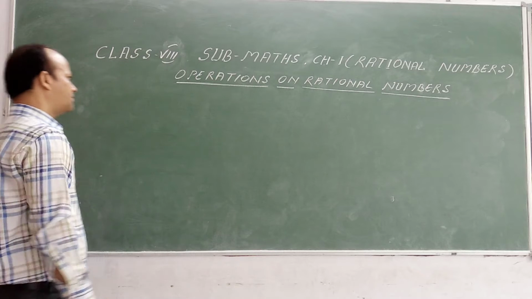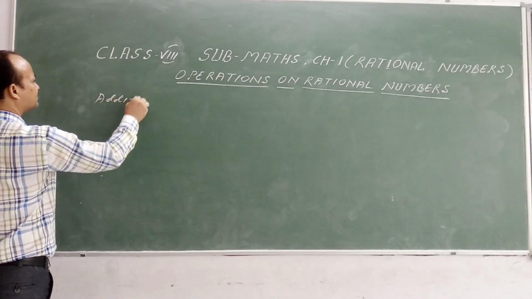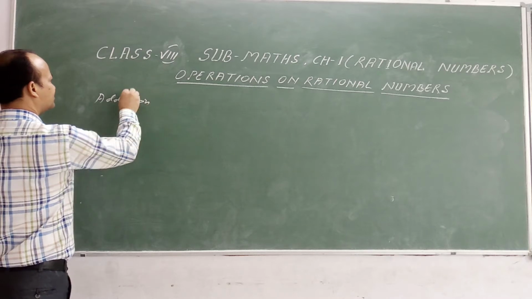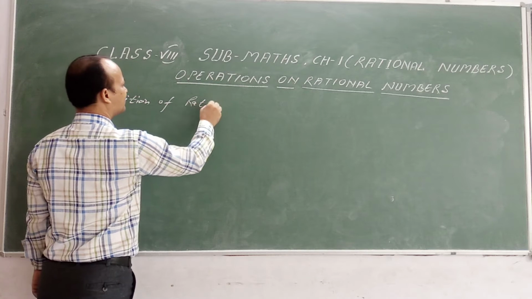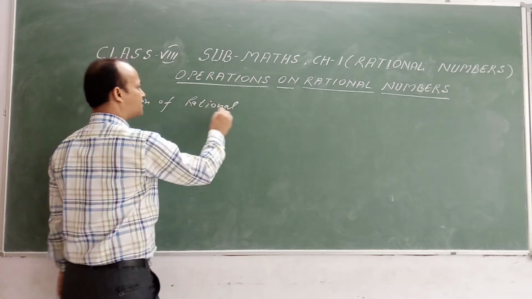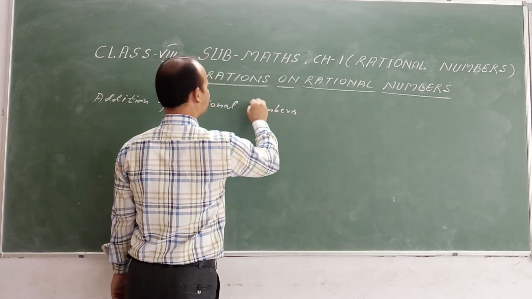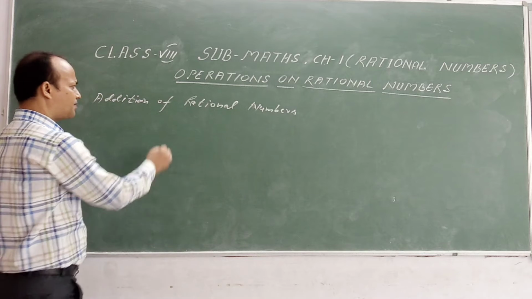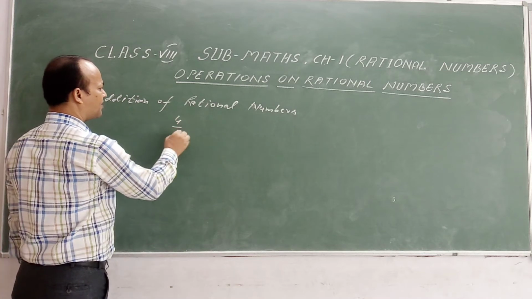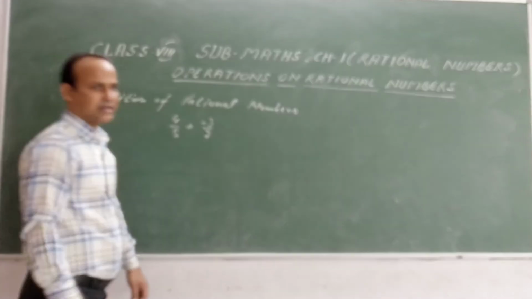Take an example, addition of rational numbers. Take an example, 4 upon 5 plus minus 3 upon 7.